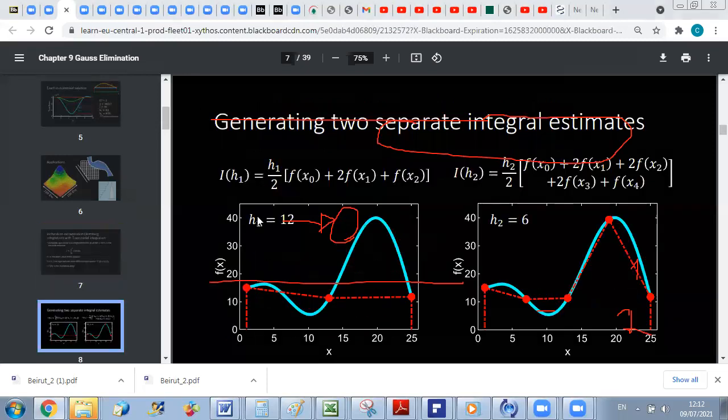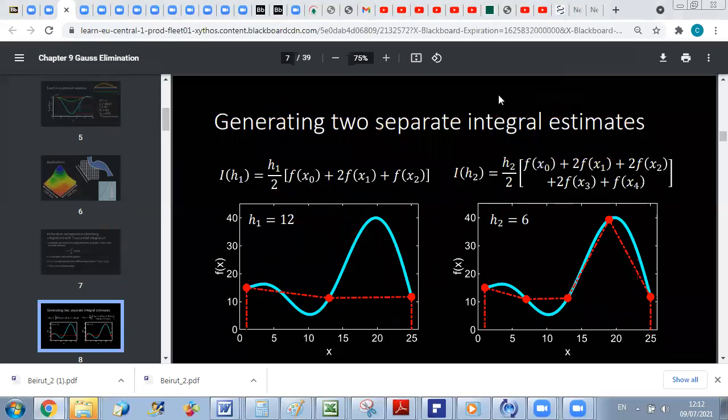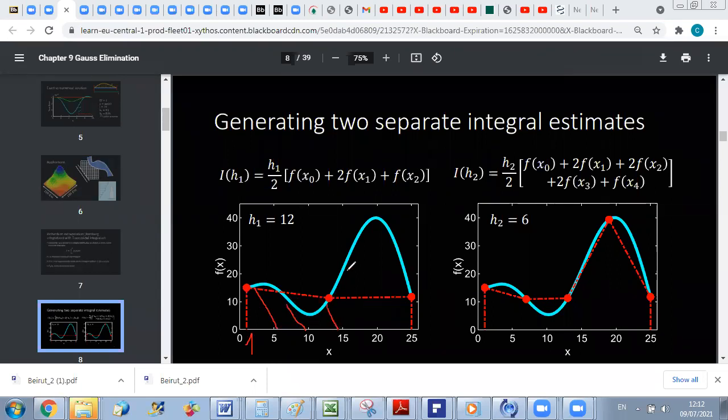Now, let us look at the following example. We will create two separate integral estimates. So let us say we are working with a certain function, and we are interested in finding the integral between 1 and 25. So the actual integral will be equal to the area under this blue curve. Now, as a first estimate, I will just take two segments. So I will use the composite trapezoidal rule with two segments.